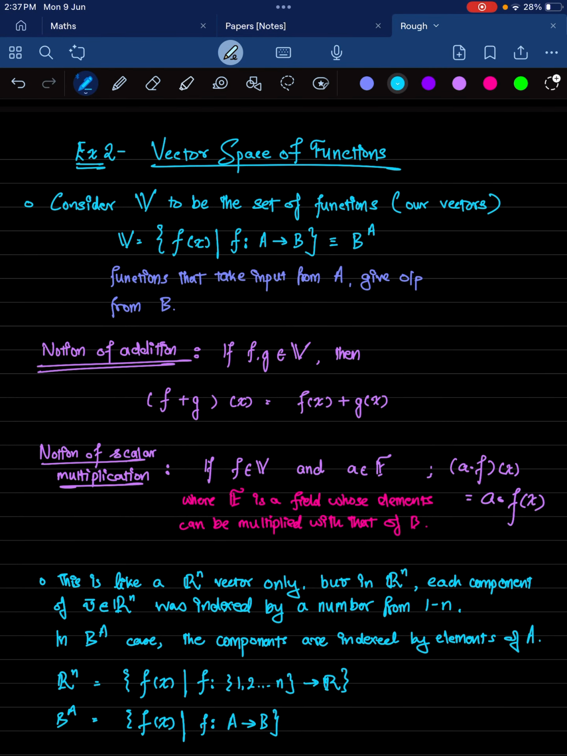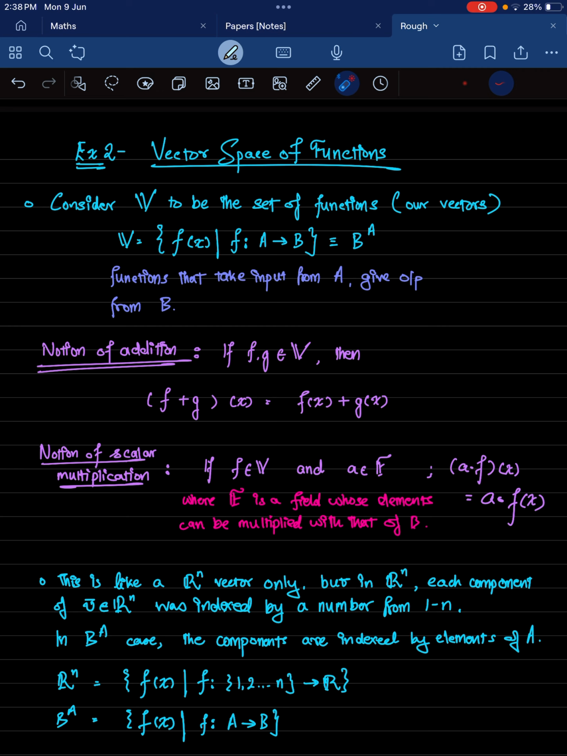Welcome back. Today I will be exploring a new example of vector spaces, and that is a collection of functions. Firstly, let's look at what a collection of functions is. So I'm considering a very general case. I'll consider V, that is the set of vectors, to be all functions f of x such that f maps from A to B.